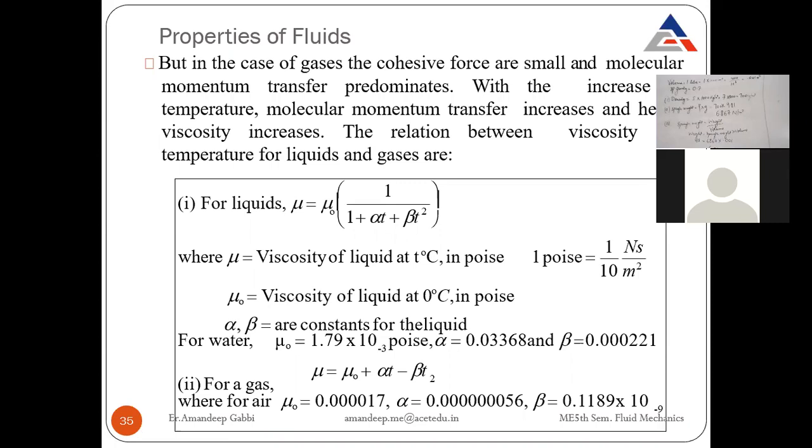For water, the value of alpha is 0.03368 and beta is 0.000221. Similarly, for gases, alpha is 0.0000, I think it's 7 zeros and 56. Beta is 0.1189 into 10 raised to power minus 9. Right? So these are the formulas to calculate the effect of temperature on viscosity. If you have any doubt on this, you can ask.